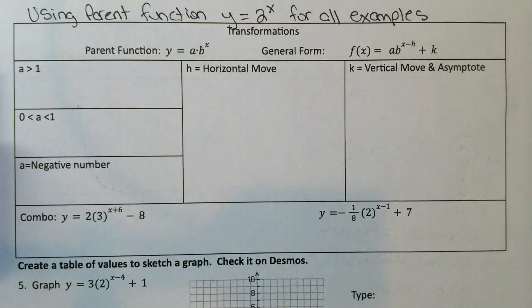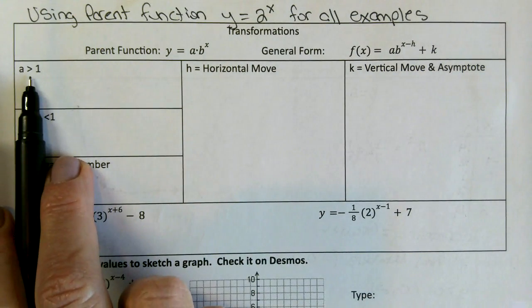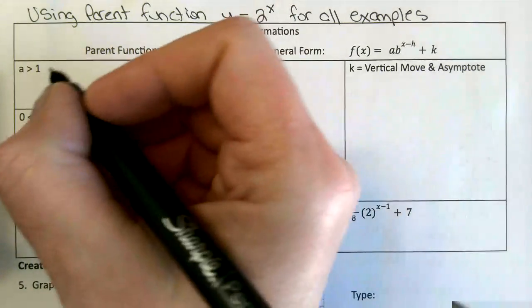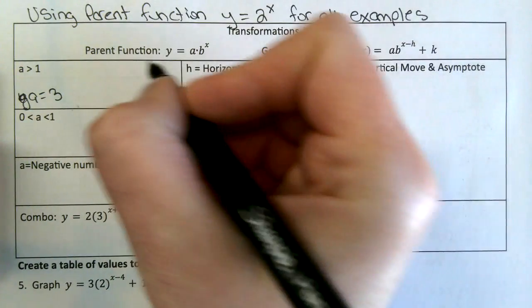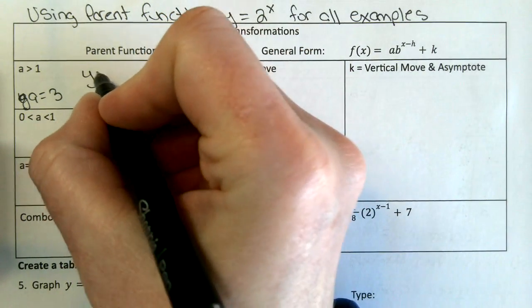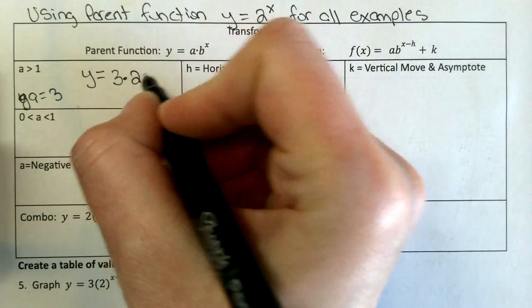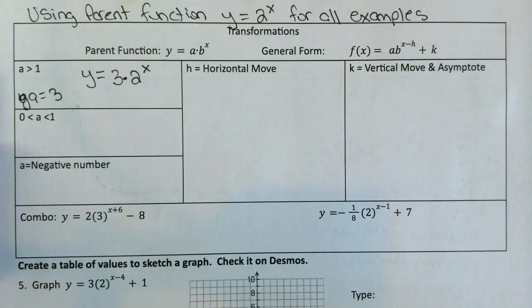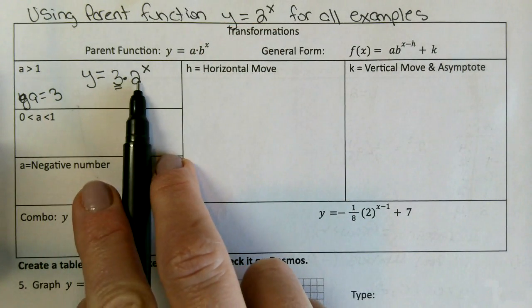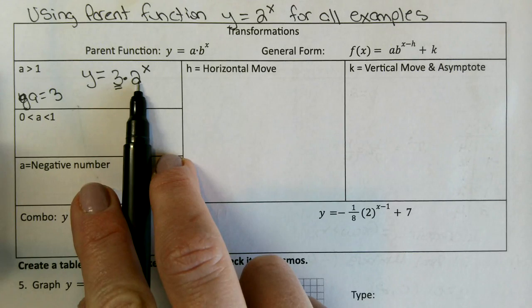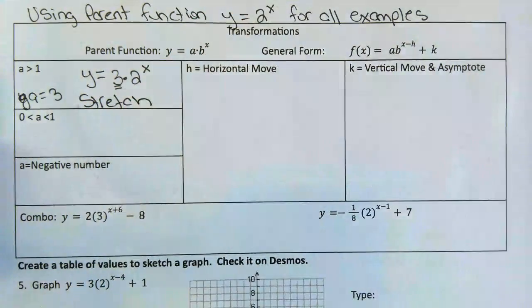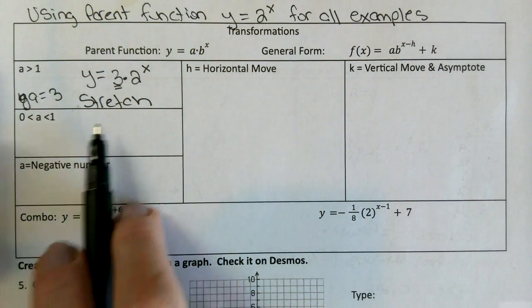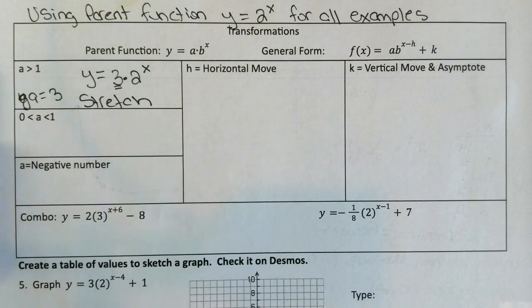Okay, so if a is greater than 1, so we're saying like a equals 3. If I have y equals 3 times 2 to the x, that 3 right there, if you have a number bigger than 1 in front of your function, you're supposed to remember that that makes your function stretch. So this one is going to stretch by a factor of 3.